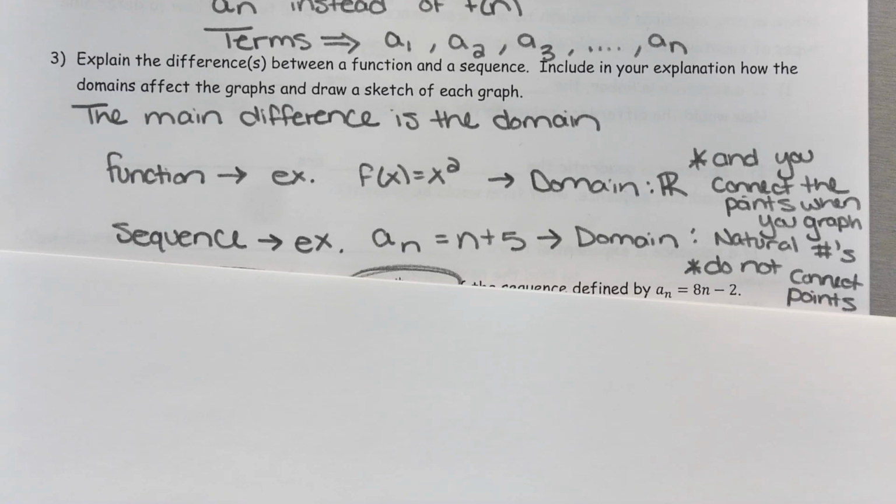There's no a sub 1.5. So there's no connection. They're separate points. So they are natural numbers and we do not connect the points. But for these graphs, like if you had x squared, we would connect the points.